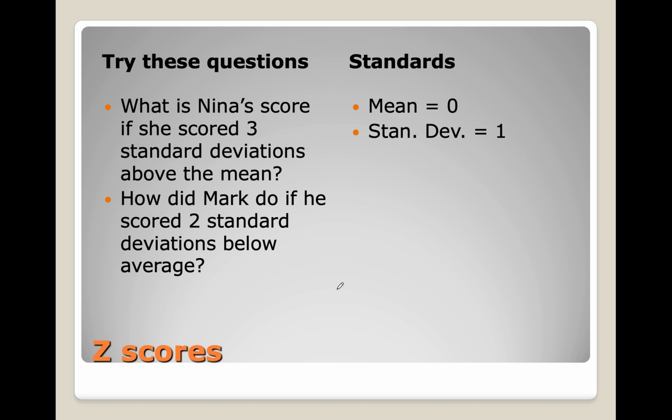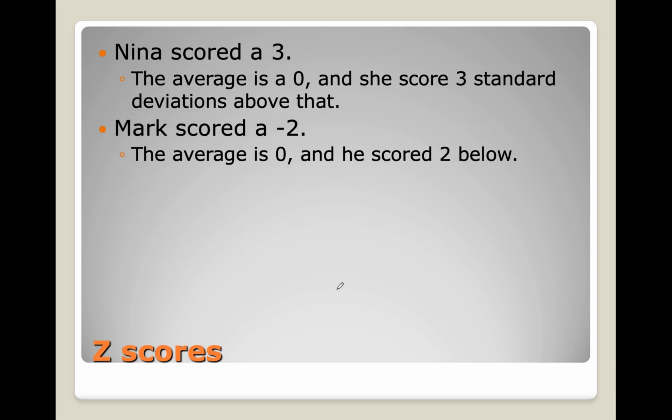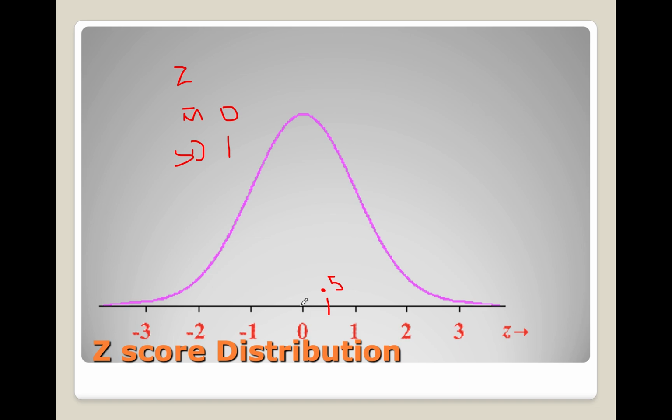So let's try some basic test questions. What is Nina's score if she scored 3 standard deviations above the mean? How did Mark do if he scored 2 standard deviations below average? Write it down. Nina scored a 3. Remember, the average is 0, and she scored 3 standard deviations above that. Mark scored a -2. He scored 2 standard deviations below. Here's the average. Nina did 3 above: 1, 2, 3. Mark did 2 below: 1, 2.